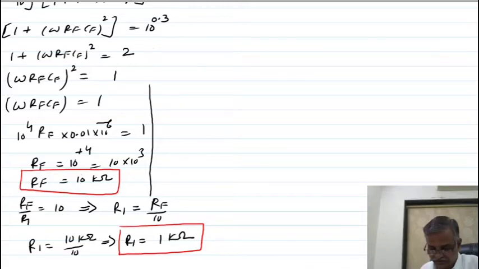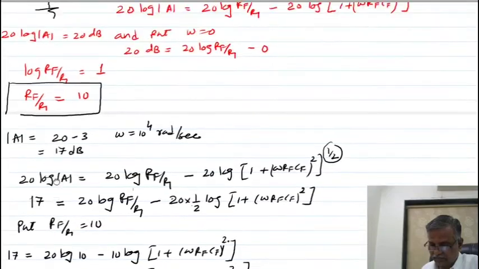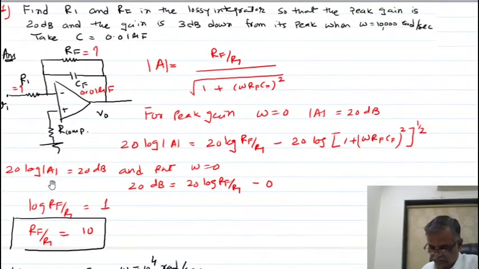Let us discuss again. Find R1 and Rf in a lossy integrator so that the peak gain is 20 dB and the gain is 3 dB down from its peak gain when omega is 10 raised to 4. Take C as 0.01 microfarad. This is what they have given. You know this equation, you know the equation of gain.